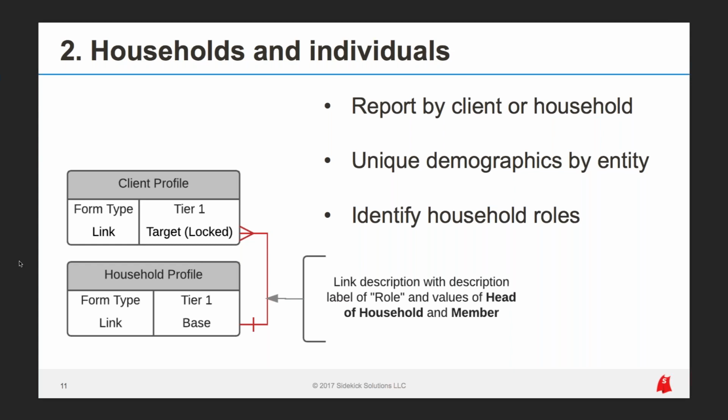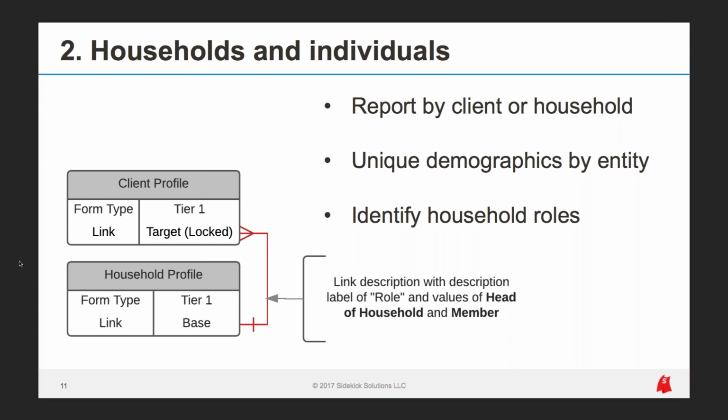So to report on households and individuals as separate entities, your Apricot database needs two profile forms, one for the household and one for the client. These two separate forms will then be associated by a linking field, and the linking field will allow users to correlate the linked records and reports. This database structure allows us to count and analyze reports by either client or household simultaneously. You can see an example of this linking structure in the slide here.